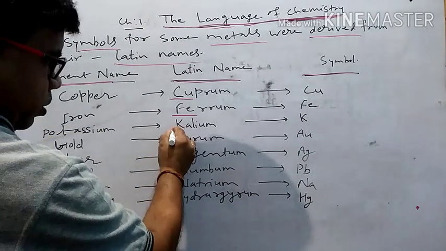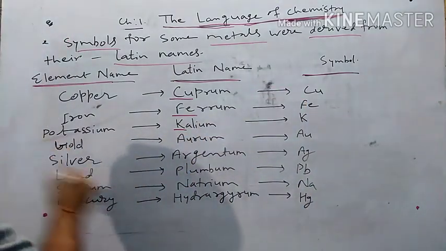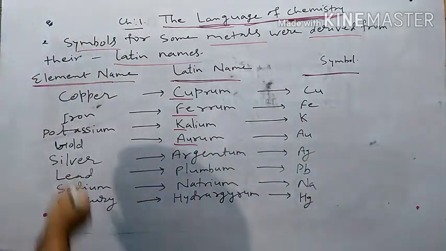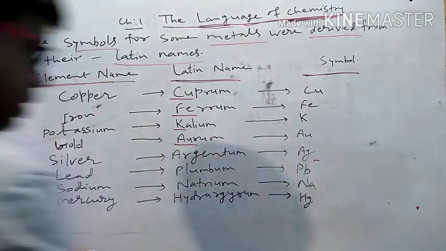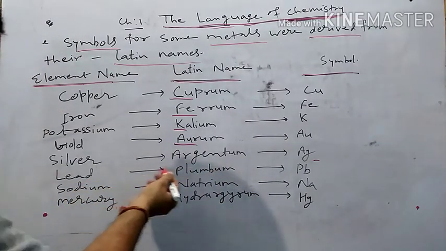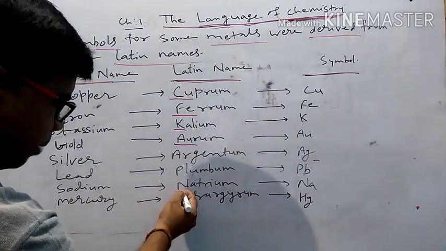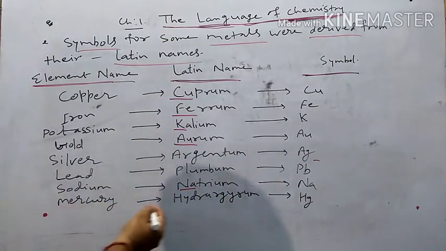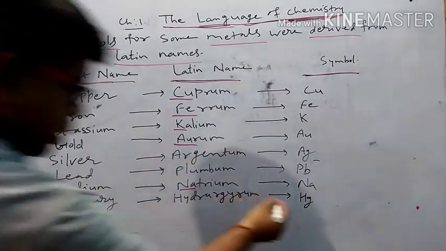Potassium: its Latin name is kalium, K is the symbol. Gold: its Latin name is aurum, Au is the symbol. Silver: its Latin name is argentum, Ag is the symbol. Lead: its Latin name is plumbum, Pb is the symbol. Sodium: its Latin name is natrium, Na is the symbol. Mercury: its Latin name is hydrargyrum, its symbol is Hg.